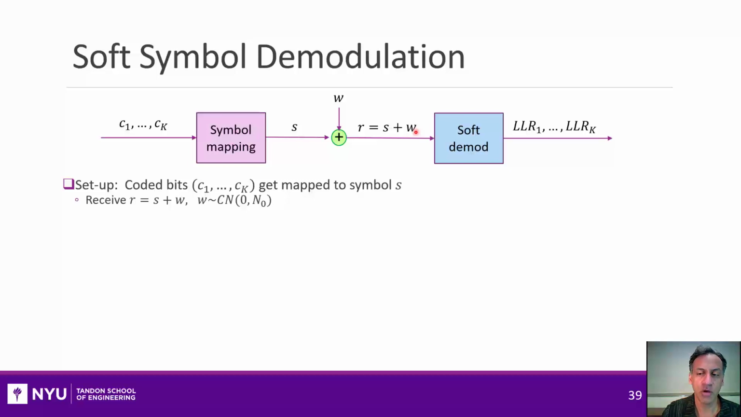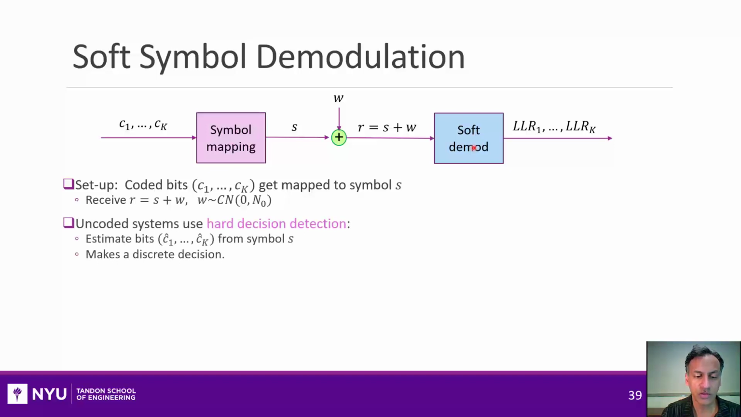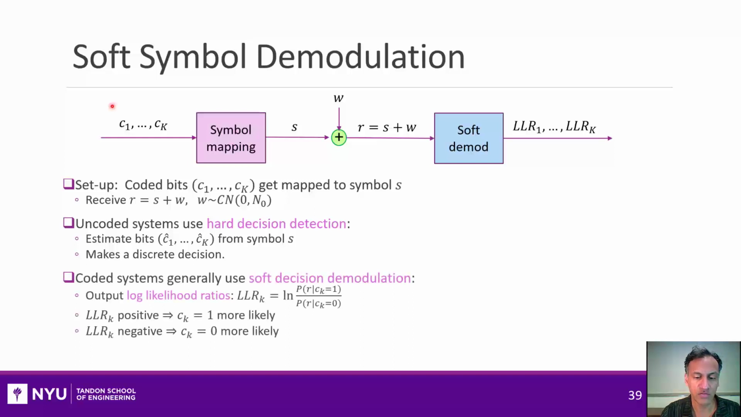In soft symbol demodulation, we're computing something called LLRs. What is that? Well, in uncoded symbols, remember what you do is you look at R, your received symbol, and you make what's called a hard decision. I say that a particular symbol is the most likely, or in other words, a particular set of bits for that symbol are the most likely. But to get the best performance for coding systems, you make a soft decision. So instead of saying it is this bit or that bit, you assign each bit a probability, or more precisely, a probability ratio, which is this.